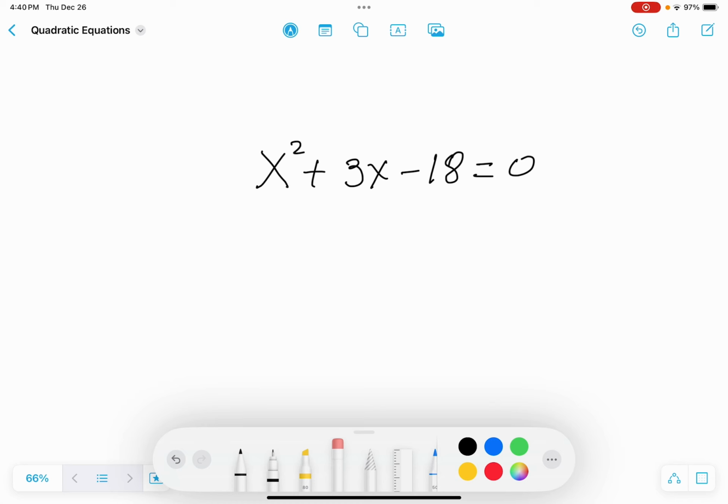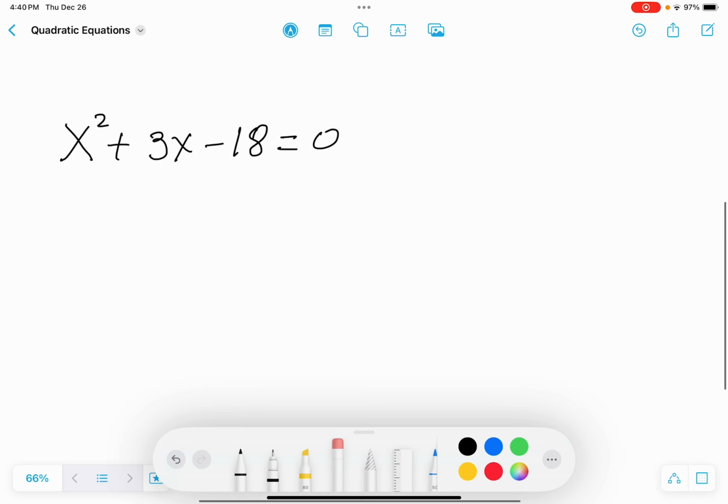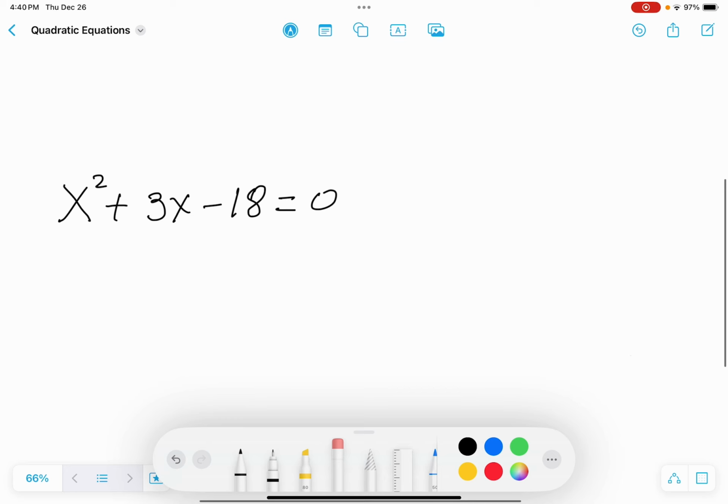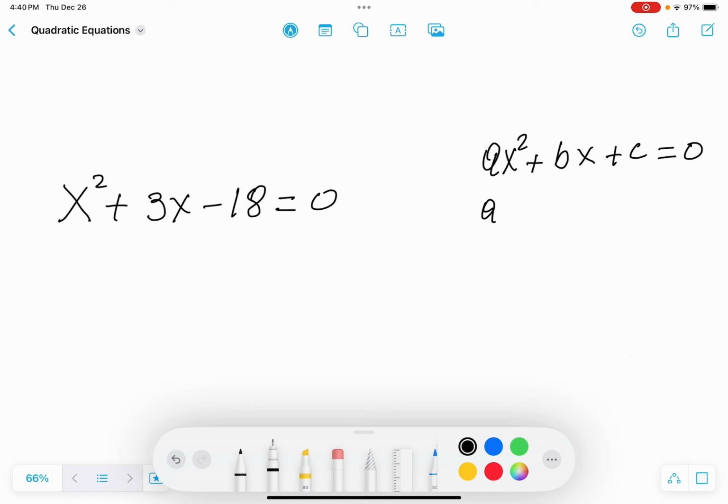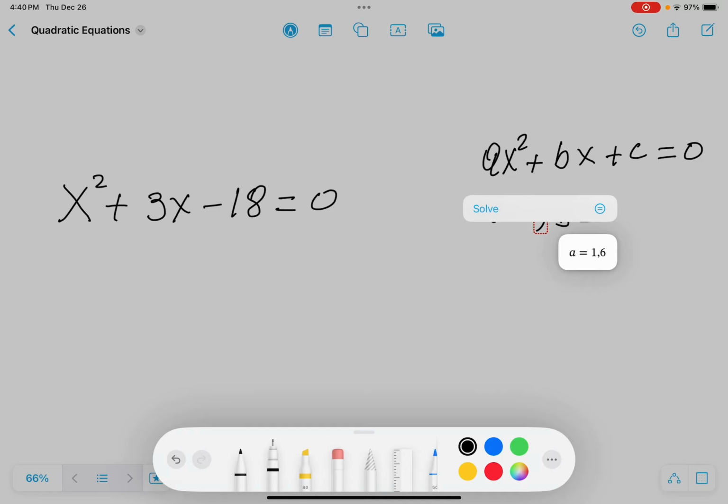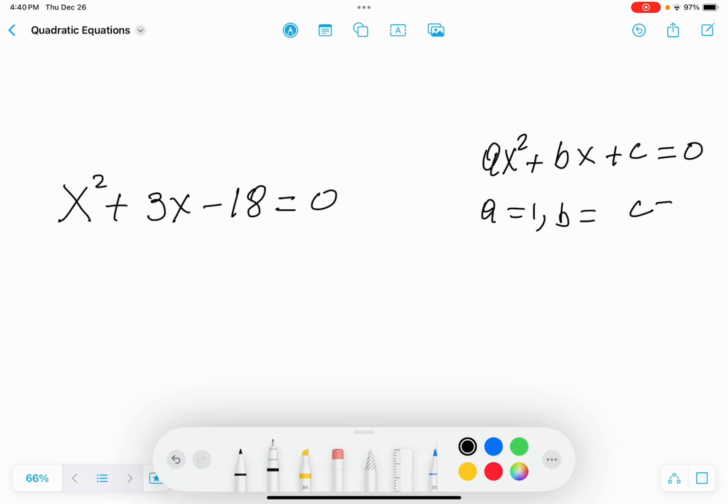Let's write here what the quadratic equation is. The quadratic equation in standard form is ax squared plus bx plus c equals 0. In this particular equation, a is equal to 1, b is equal to 3, and c equals negative 18.